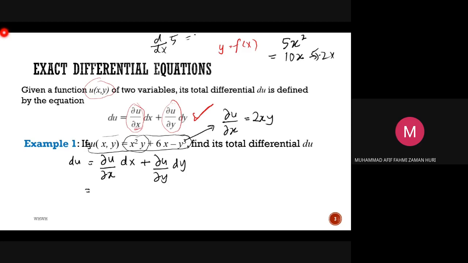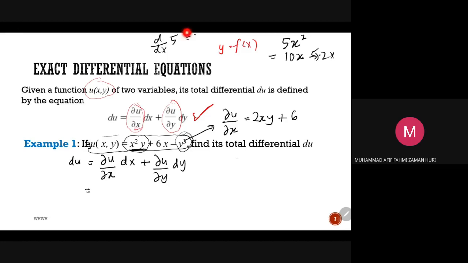So, the second term, what is the answer? Plus, what will the second term be? Okay, 2xy. We're just at the first term here. To proceed, 2xy plus 6. Plus 6. And then the third term becomes what? Zero. Yes, it will become zero. So del u del x is equals to 2xy plus 6.